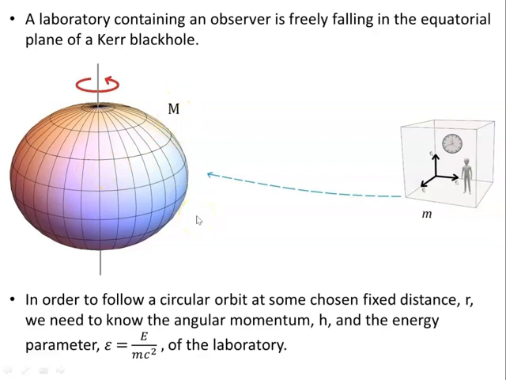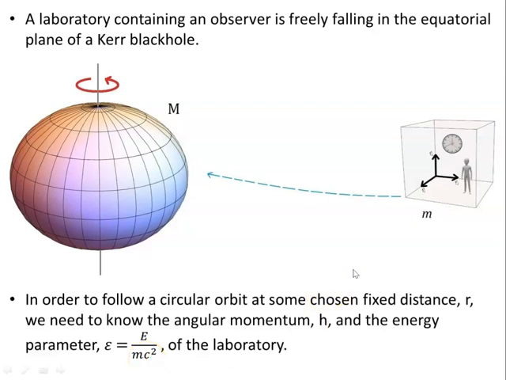Now, in order to follow a circular orbit at some chosen fixed distance r, we need to know the angular momentum h and the energy parameter epsilon, which is the energy of the particle over its rest frame energy. So that's the energy of the particle in its orbit, capital E, and this parameter is the ratio of that energy to its energy in its rest frame, far from the source mass.